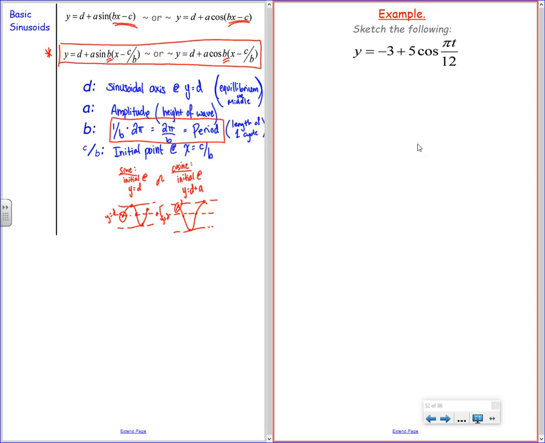I want you guys to help me label stuff. So if you just go in order, let's see, the first thing that we should talk about is our SA, then our amplitude. I think the next thing was our initial point that we just learned is also called a phase shift.